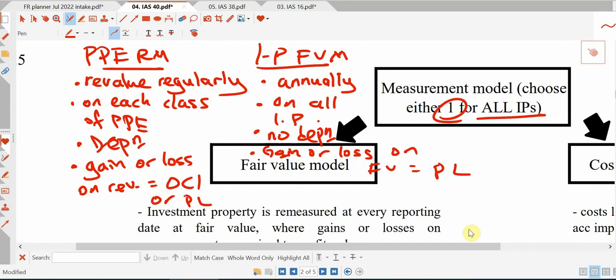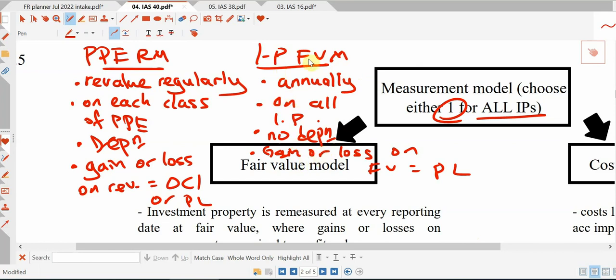Okay, now if you compare the PPE revaluation model to the investment property fair value model, you will find out that the IP fair value model is more straightforward. You don't need to decide how often you do the remeasurement. Every year you do it. And you don't need to break the investment property into classes, because it's one model for all investment property, no depreciation. And you don't need to care whether your gain is the first time or second time, or whether you have a previous revaluation reserve. You don't need to worry about that.